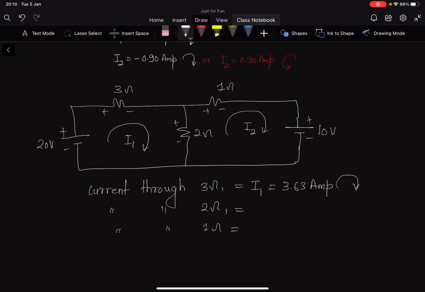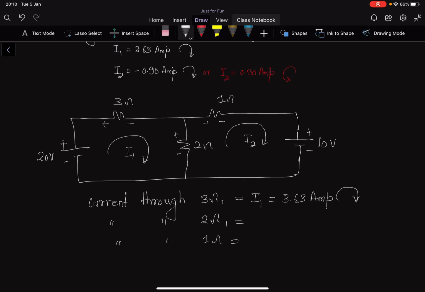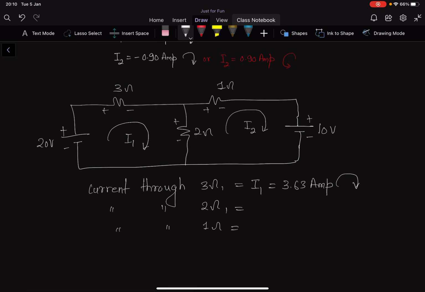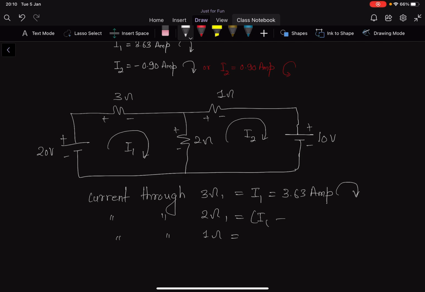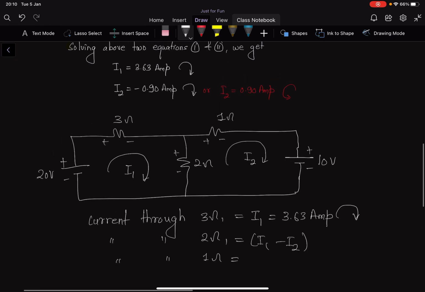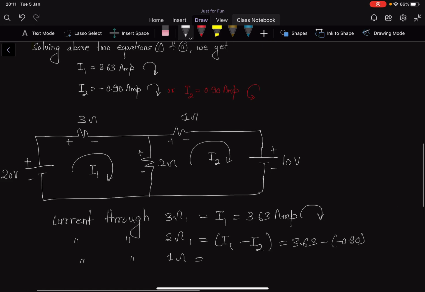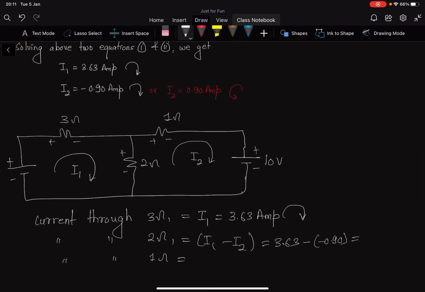And for the 2 ohm resistor, now the 2 ohm resistor can be tricky. You need to remember what way your current is going. So you can say I1 minus I2, or you can say I2 minus I1, it doesn't matter, but you have to put whatever values you have got. If I say this, I can use 3.63, which is I1, but the value of I2 I got is minus 0.90. So that's minus, and minus is going to become plus, and it's going to give me the positive value.